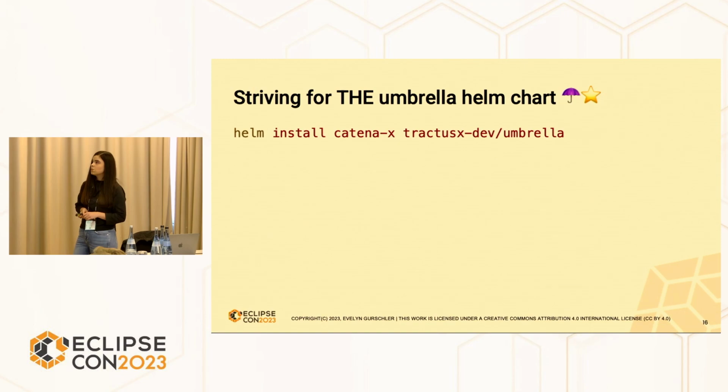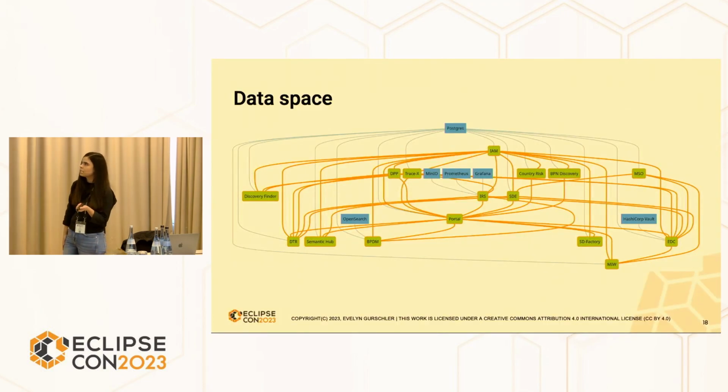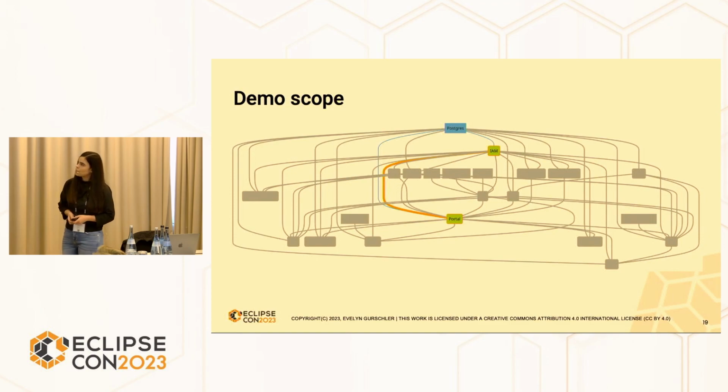But this general approach of an umbrella Helm chart can be beneficial also with a bit smaller scope, which leads me actually to my demo, because we use an umbrella Helm chart for local development. So let's jump to the demo. And if anybody had the hopes that I'm gonna ramp up an entire data space on this poor machine, that's not happening. I'm just focusing on the components which I'm actually responsible for, which is the portal application and also the identity and access management solution in the Tractus-X project.